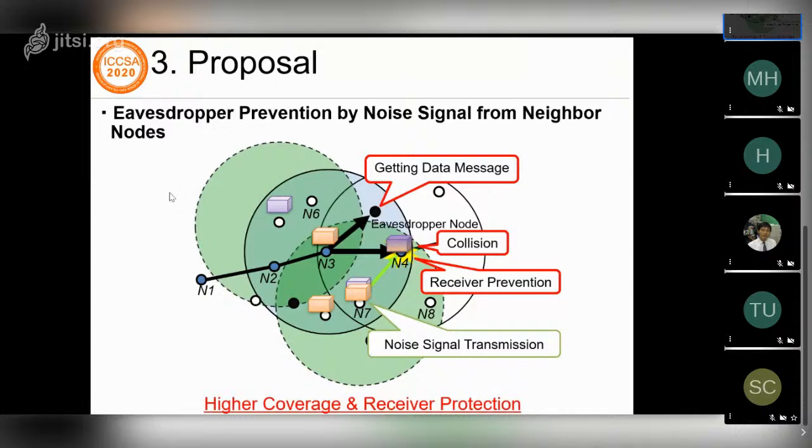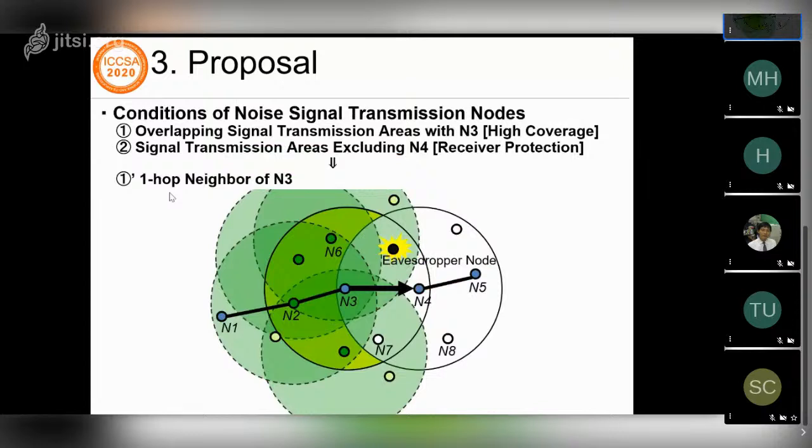In addition, since the receiver node is also one of the neighbor nodes of the sender node, and is required to surely receive a data message, a collision with the noise signal must never occur at it. That is, the receiver node should be out of any noise signal transmission area. Thus, the noise transmission neighbor nodes should satisfy these two conditions. Their signal transmission area should overlap the transmission area of a sender node, and their signal transmission area should exclude a receiver node.